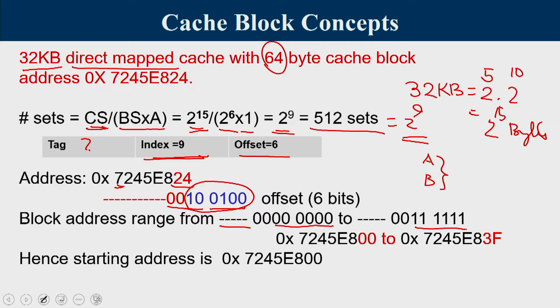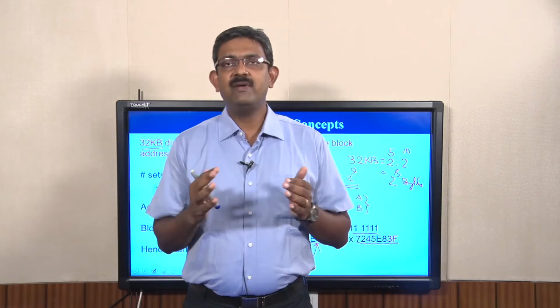So, if the last 6 bits of the address that is given in the question, if I make them 0, then it becomes 7245E800, that is the address of the first byte in the block, and 7245E83F, that is the address of the last byte in the block. So, the starting address is 7245E800.